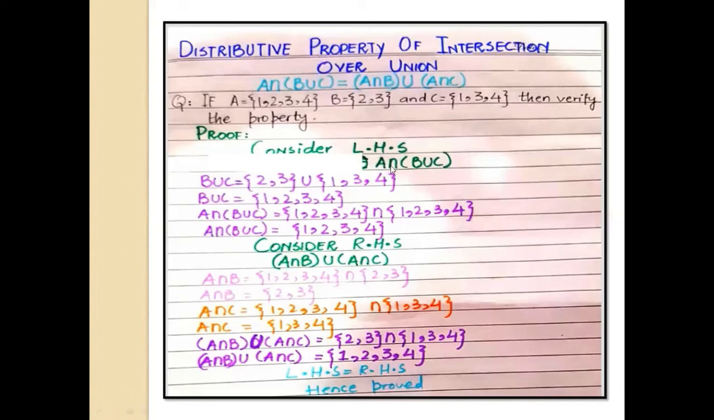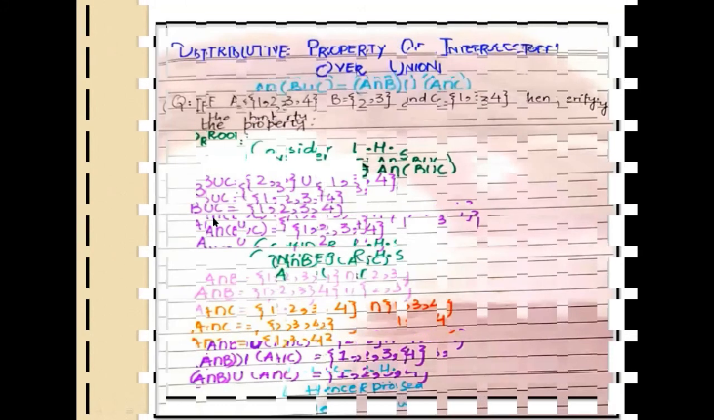Consider left hand side, and left hand side here is A intersection B union C. First we will solve bracket B union C. Then we write set B, 2, 3, union set C, which contains elements 1, 3, 4. Union means you will combine these two sets. So the answer will be 1, 2, 3, 4. Then the final left hand side step is A intersection.